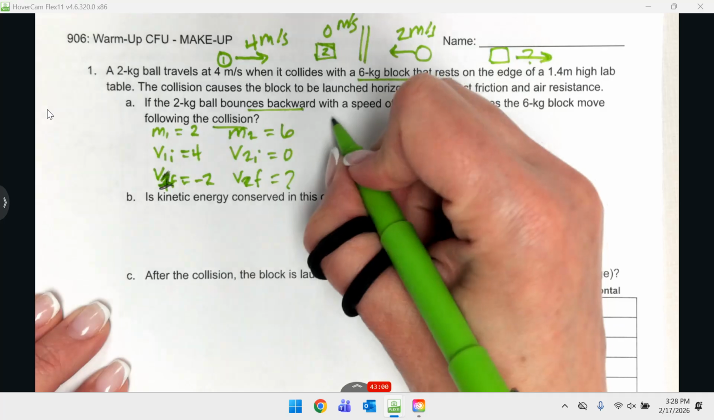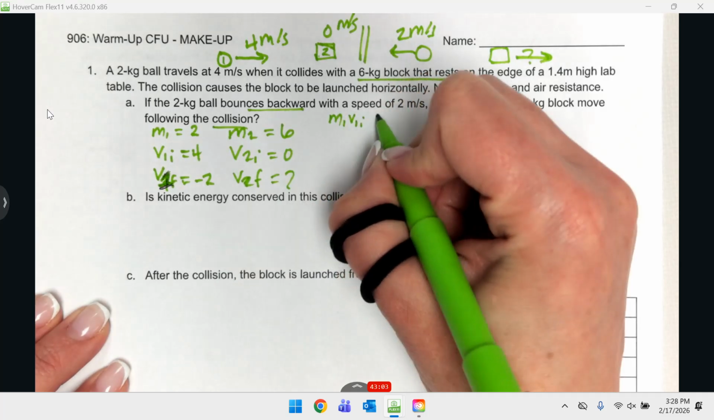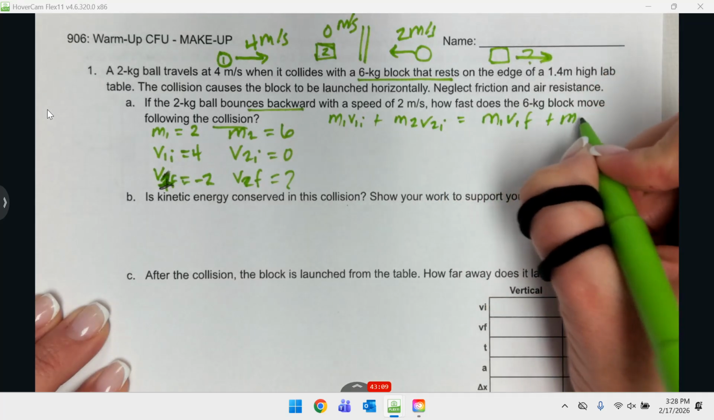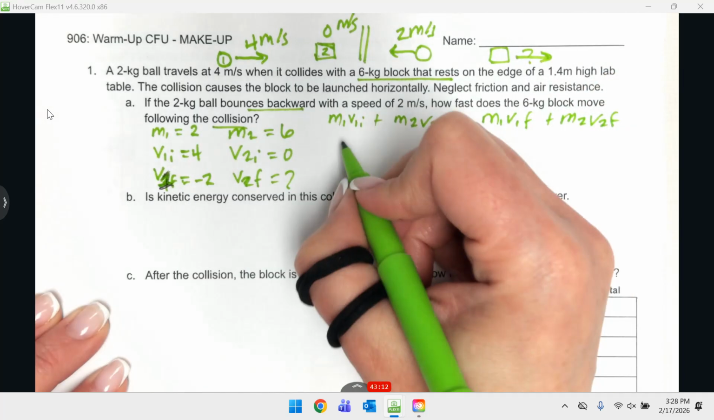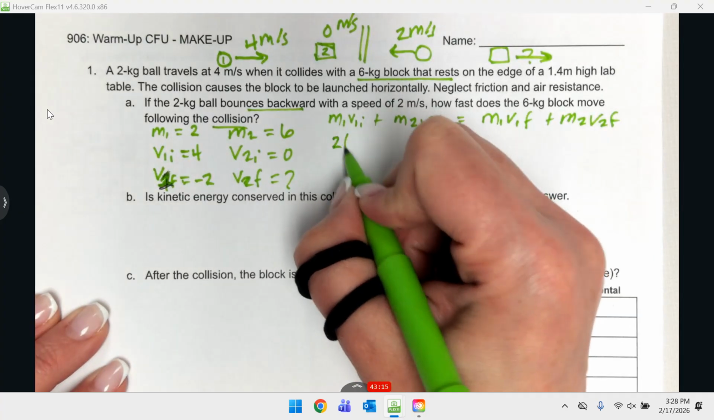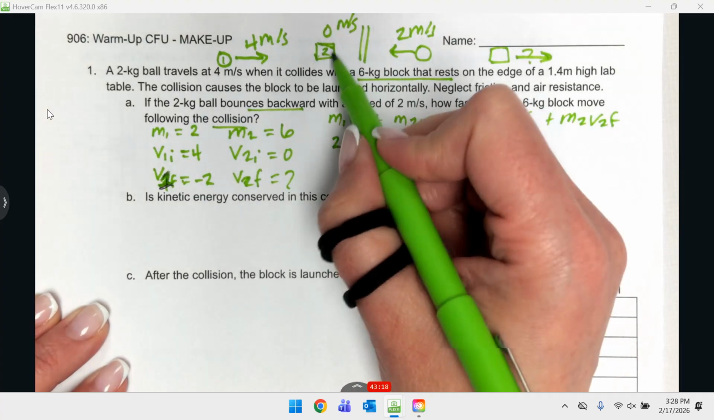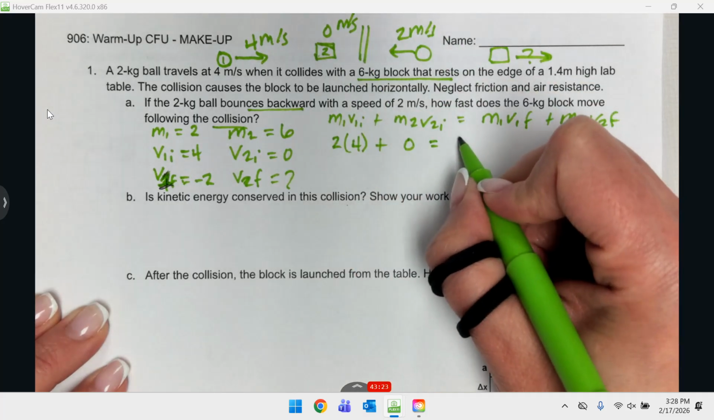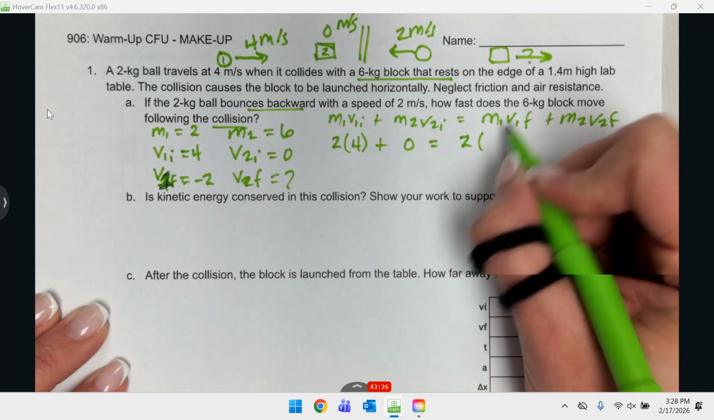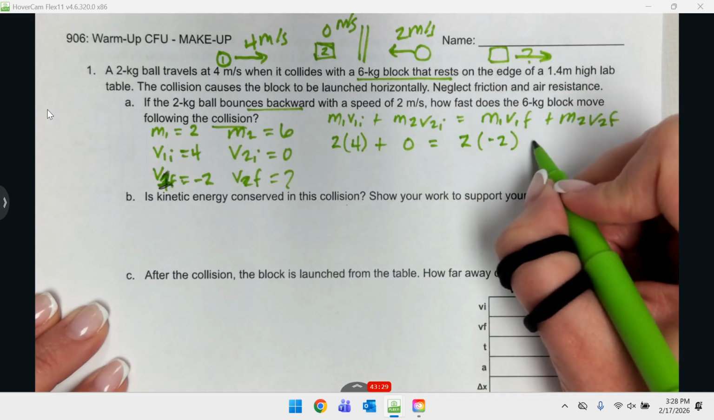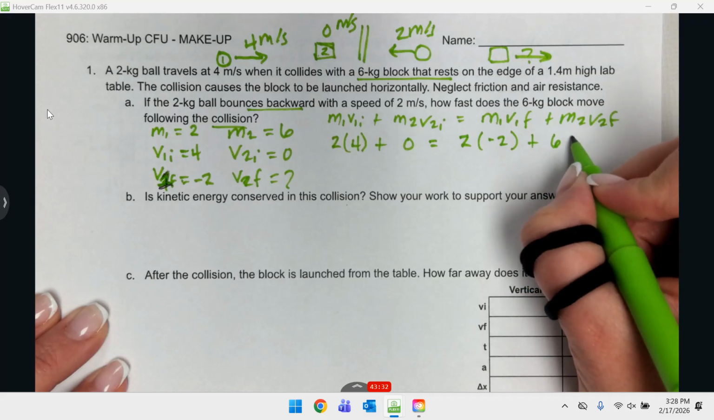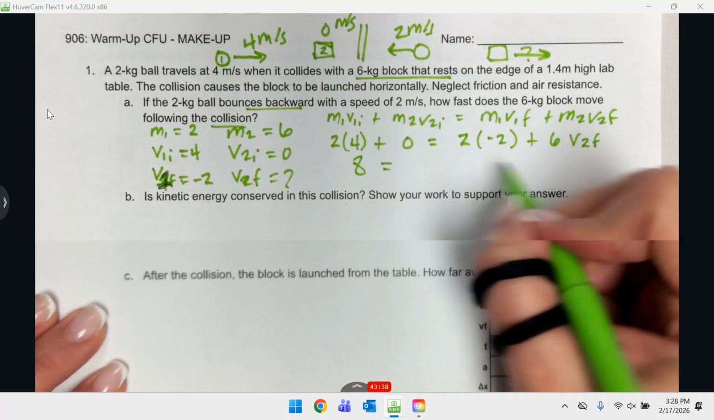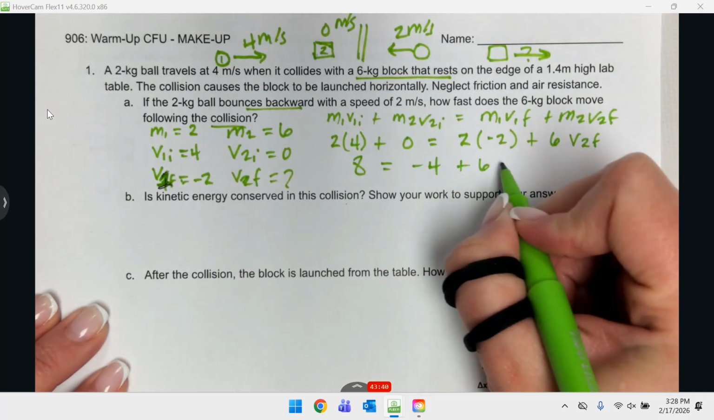So again, we're going to go to conservation of momentum. M1 V1 initial plus M2 V2 initial equals M1 V1 final plus M2 V2 final. M1 is 2. Initially, it's moving at 4 meters per second. M2 is initially not moving, so when I multiply by 0, that will be 0. The masses don't change, so it's still 2 here, but now it's moving backwards. Don't forget that negative sign. Plus M2 is 6 times V2F. So that's your setup. This is 8 equals, this is -4 plus 6 V2F.